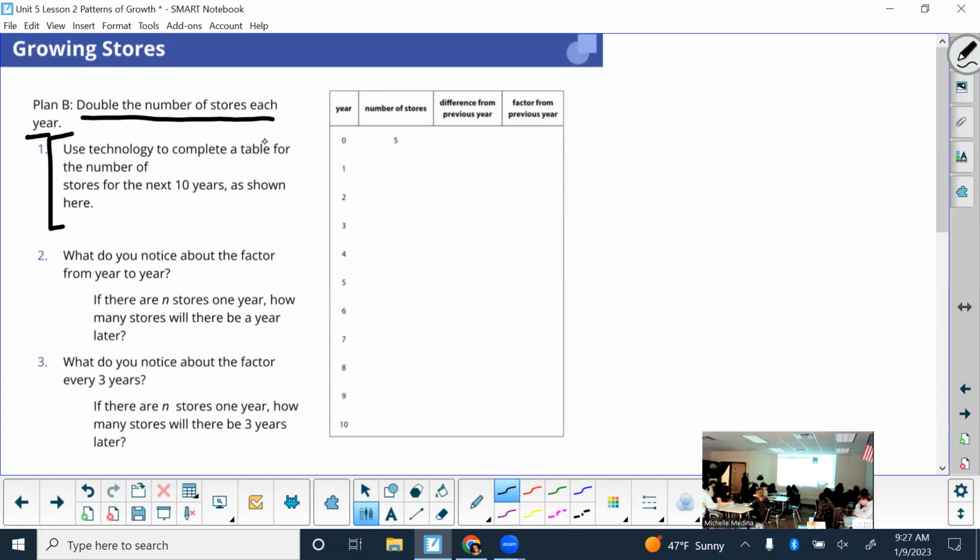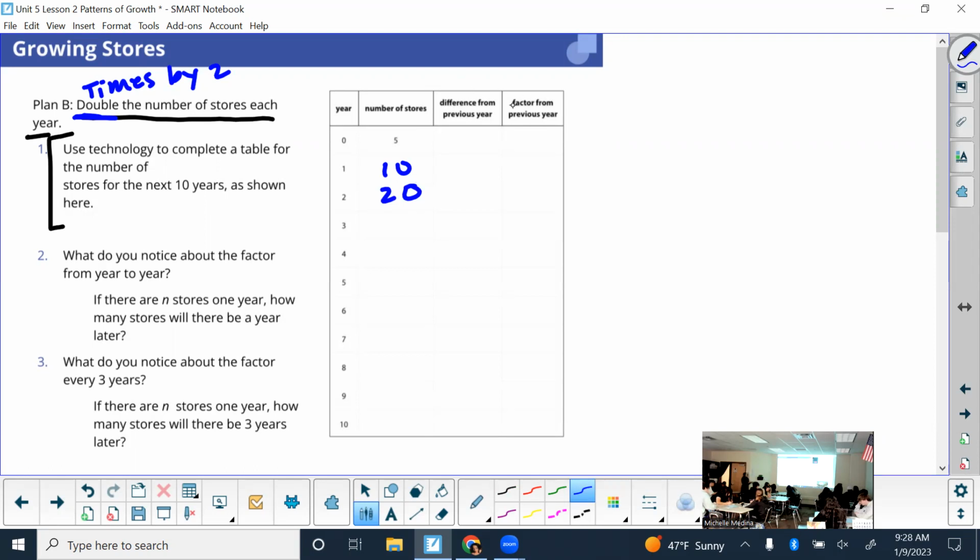What does doubling mean? It's 10. It's times by 2. Good. So if we're doubling the stores each year and I started with 5, how much would I have after 1 year? 10. How much would I have after 2 years? 20. And then you keep the pattern going. Figure out the difference year to year.